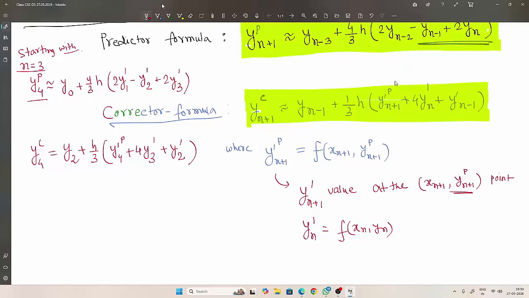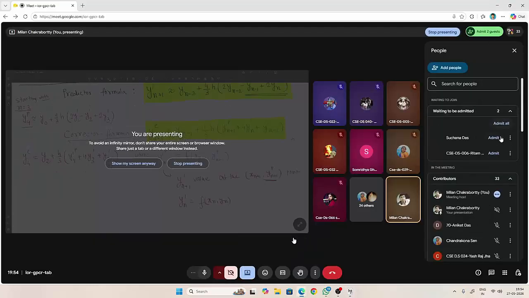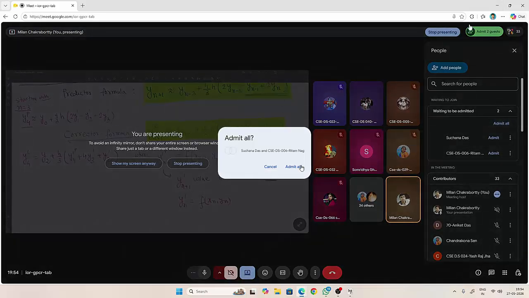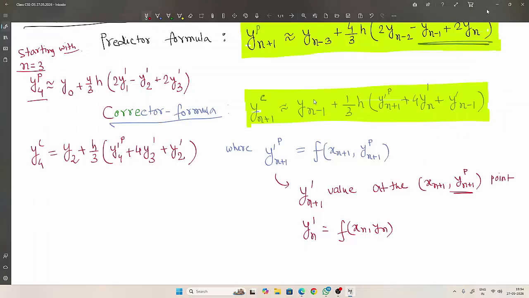So when I am writing p on the top, it means that we are finding this yn plus 1 dash value at the predicted point, which we got earlier using the prediction formula. Is it clear? Yes sir. Now we will do one math, then it will be more clear.